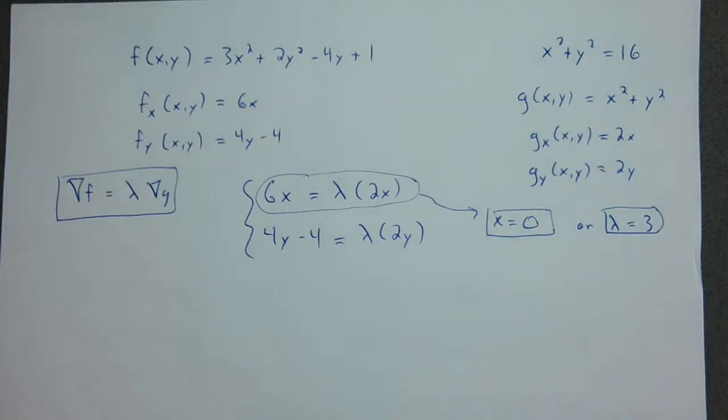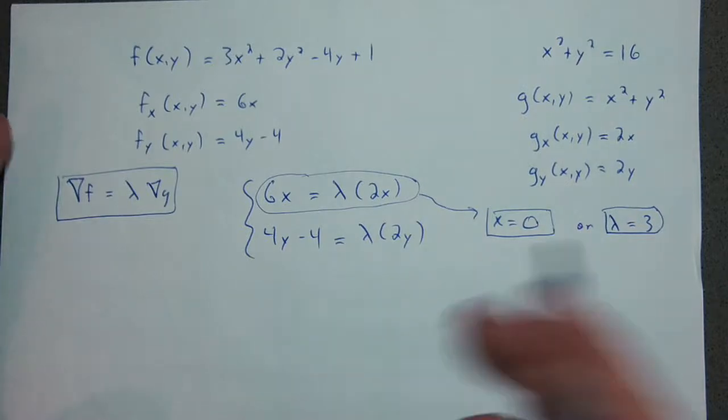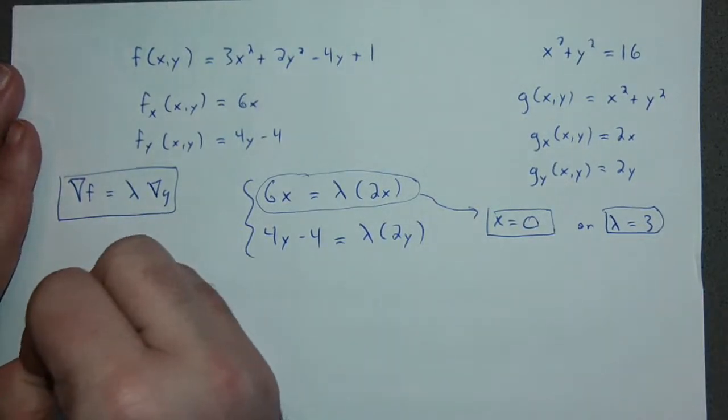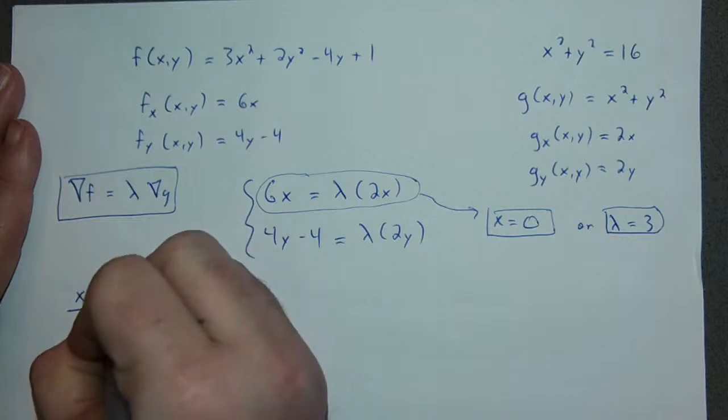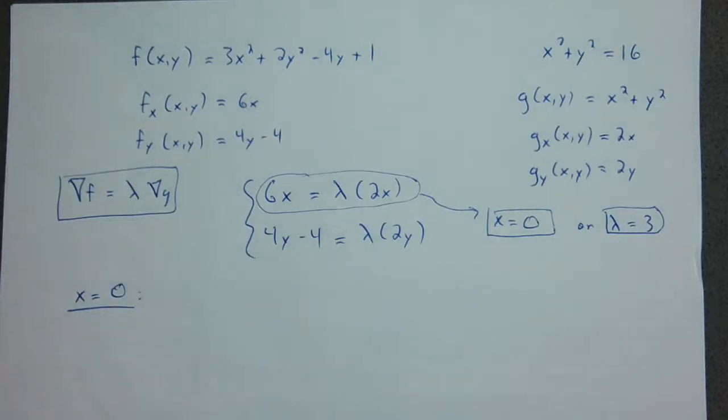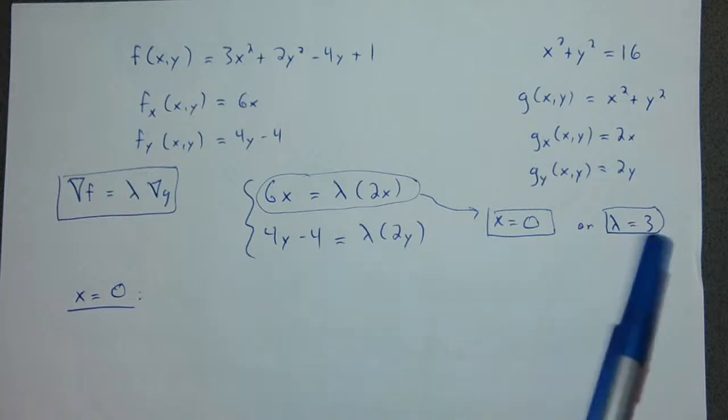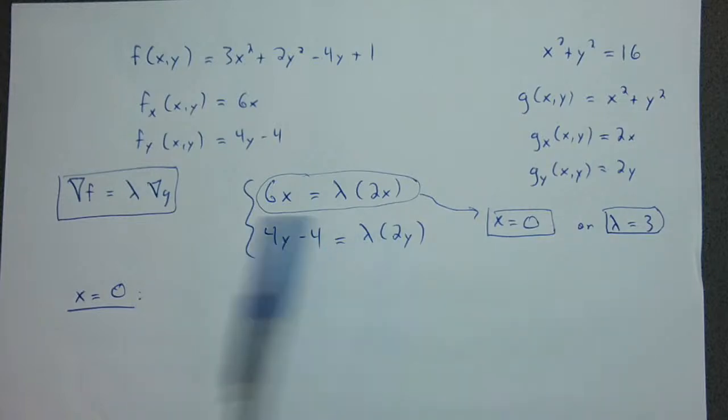So then the idea is I want to explore both of these options exhaustively. So if x is equal to 0, what does this mean? Well, I can't plug it into this second equation, and the reason why is because there's no x. So I know that it's not going to do anything in the second equation.